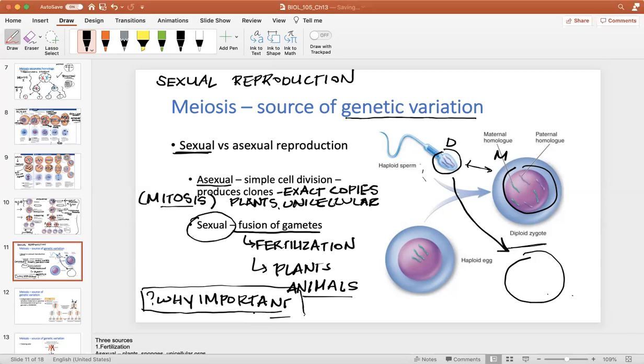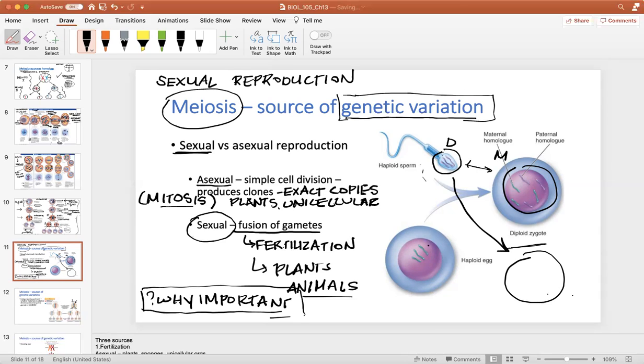COVID-19 is a great example. Some of us are really susceptible to COVID-19, and there's been 200,000 deaths in this country. Some of us get COVID-19, but we exhibit very little symptoms and we recover quite quickly. So that's a great example of genetic variation. If COVID-19 came along and everyone was genetically the same, it could wipe out our entire species. But because we have all these differences, some of us do quite well and survive. So meiosis's big importance is that it is a source of genetic variation.